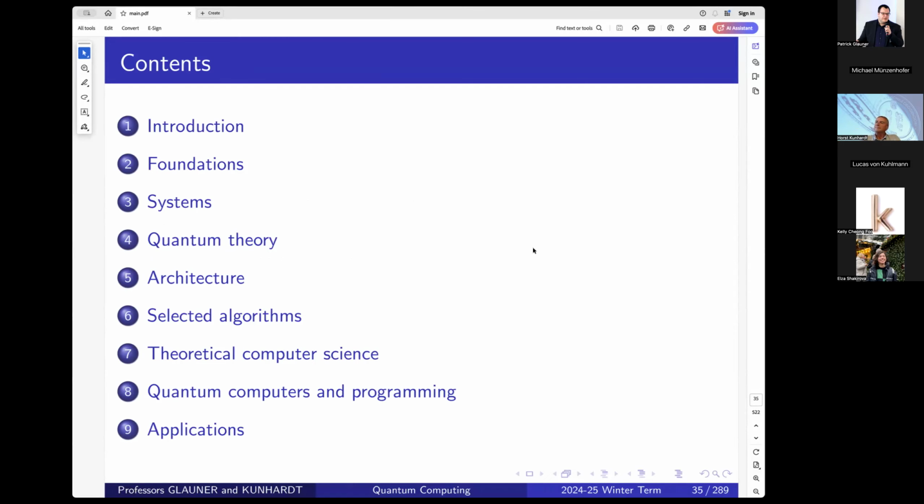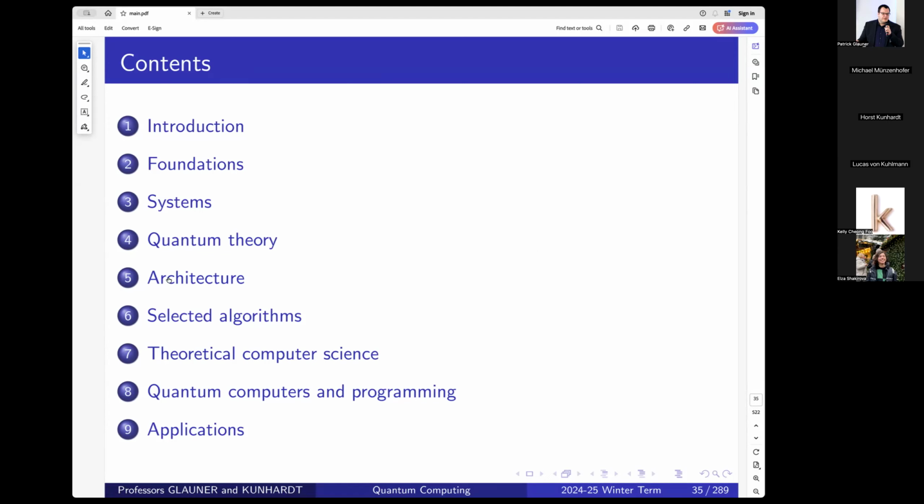So what you see here is the agenda for the remainder of the term. What we want to do is, and Horst mentioned, for example, the Hadamard gate. These are the fundamental operations in a quantum computer, like you have a NOT gate, an AND or an OR gate in traditional computing. You need fundamental gates in quantum computers, for example, a Hadamard gate and others.